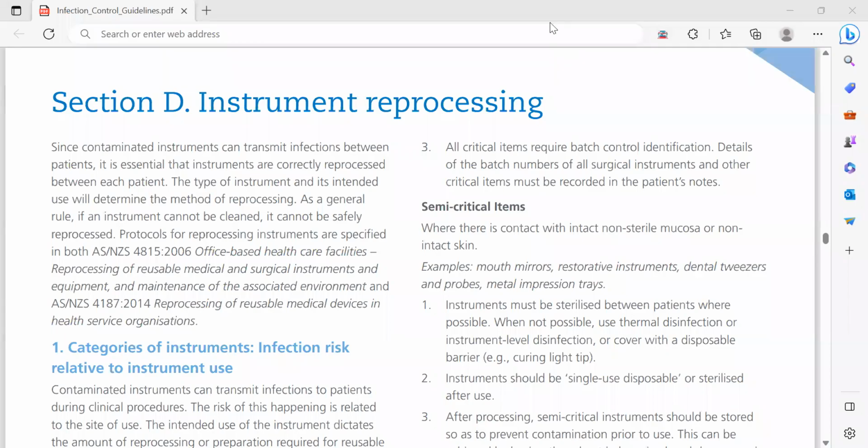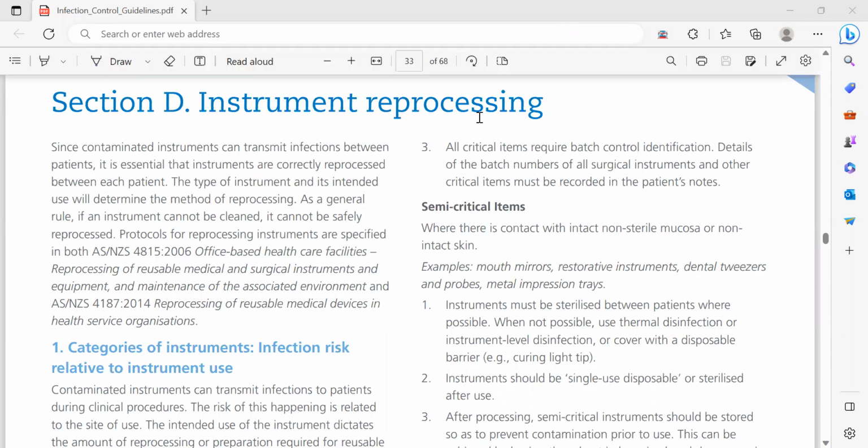Hello guys, I welcome you all again to my channel, and today we will be doing this infection control video in which we will be studying about instrument reprocessing.